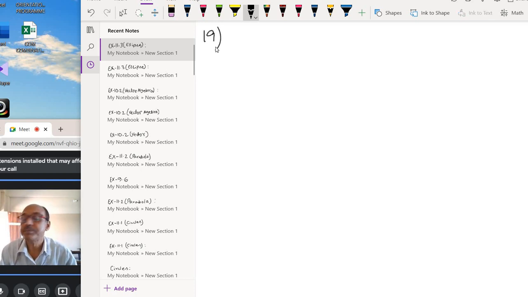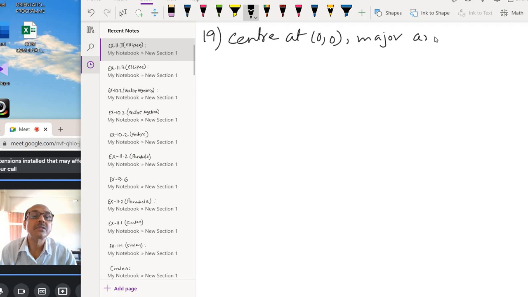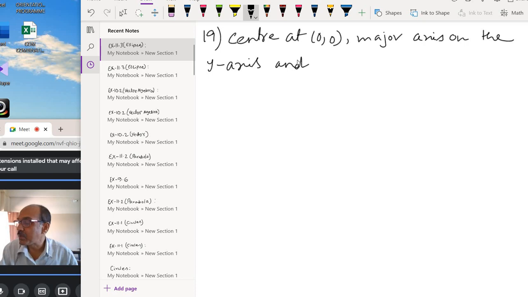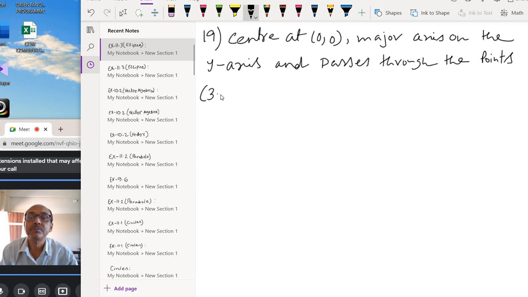Question number 19. Center at 0, 0. Major axis on the y-axis, and passes through the points 3, 2 and 1, 6.